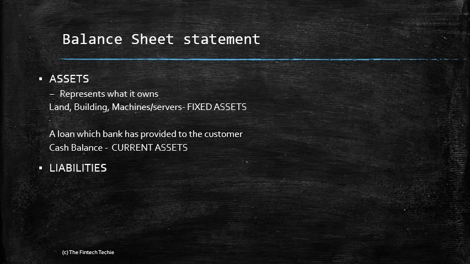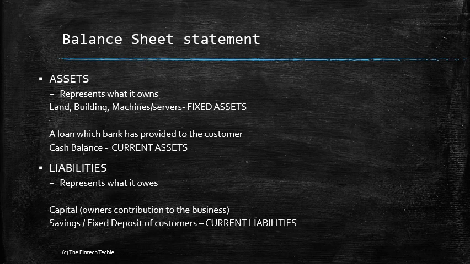The other head is the liabilities, which represents what it owes to others. It could be the capital which the owners contribute to the business. Why capital is a liability? Because the business is liable to return it back to the shareholder or the owner who contributed when the business was started. The other head could be savings or fixed deposits of customers in case of a bank.